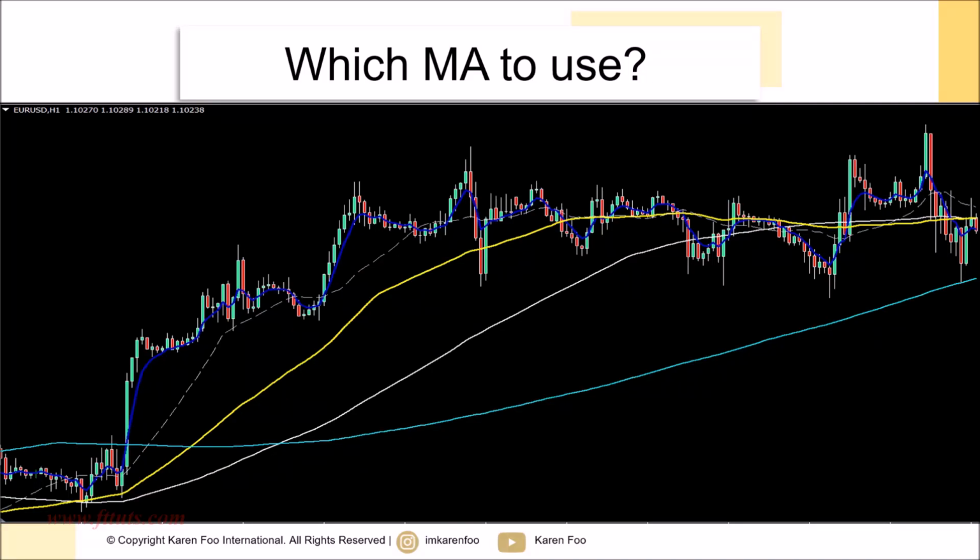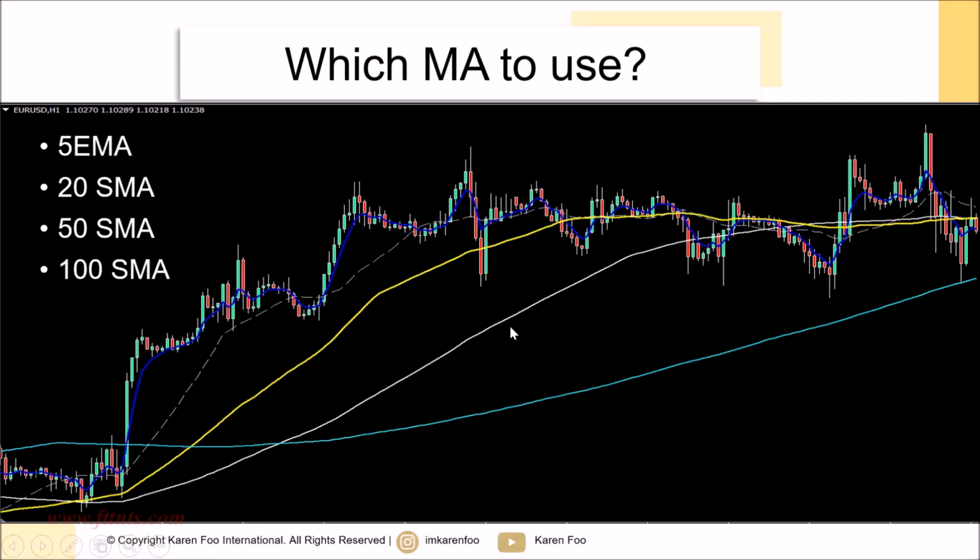So you can see that there are a couple of lines over here. The blue line that sticks closely to the price action is the 5 EMA, and we normally use 5 EMA for breakout trades. And if there's nothing to do with any breakout trades, I'll just remove it, because it kind of blocks the candlestick a little bit. So sometimes I'll remove it, and when I need to use it, I'll put it back, okay? And 20 SMA, which is this dotted line over here, and 50 SMA, which is this yellow line over here, 100 SMA, which is this white line, 200 SMA, which is this blue line.